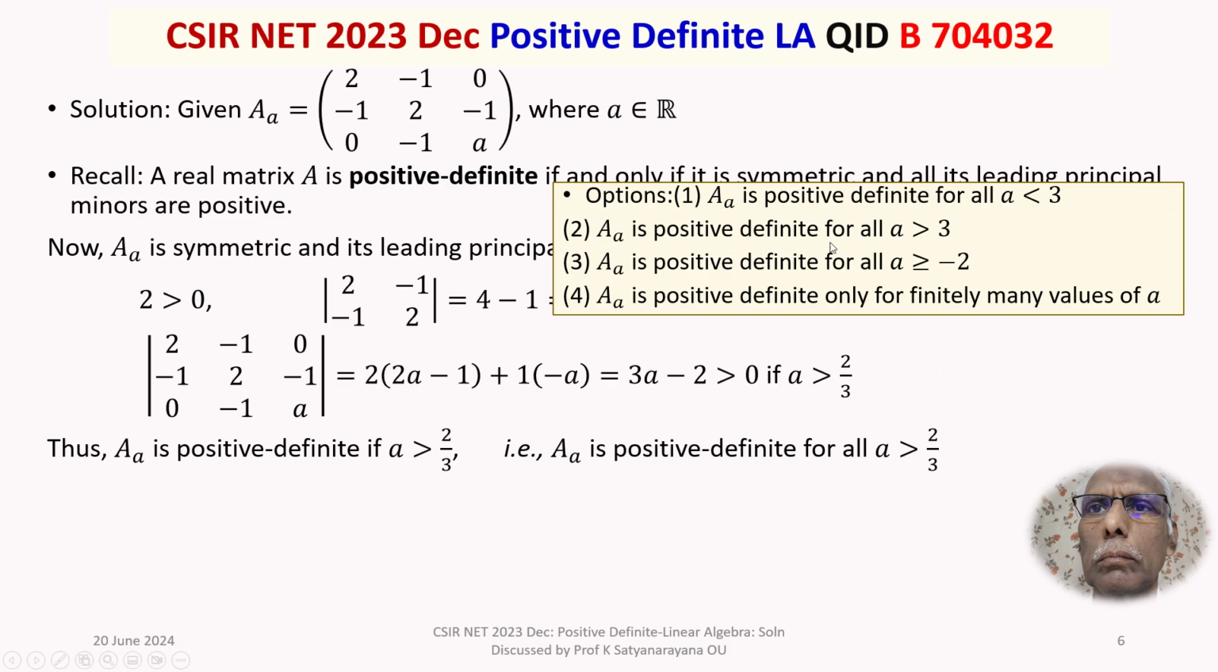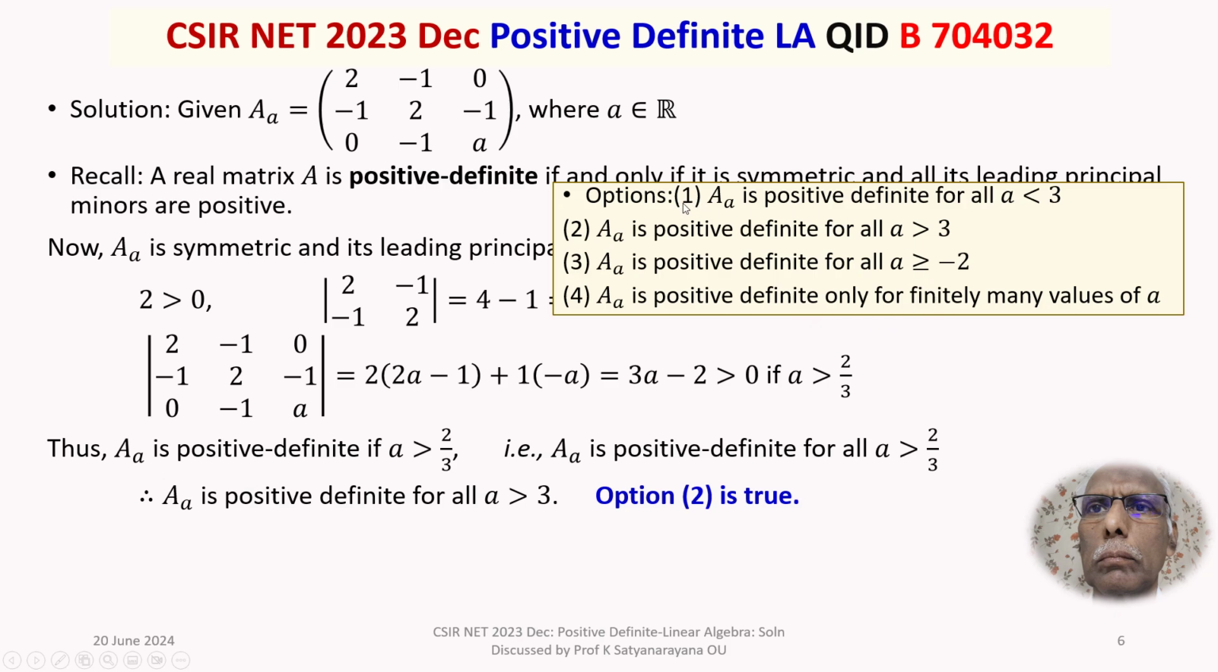Option 2, A sub A is positive definite for all A greater than 3. Since it holds for all A greater than 2 by 3, it certainly holds for all A greater than 3. Therefore, option 2 is true. Now A belongs to the open interval 2 by 3 to infinity. How many values of A are there in that open interval? Infinitely many. Option 4 says A sub A is positive definite only for finitely many values of A. Therefore, option 4 is not true.